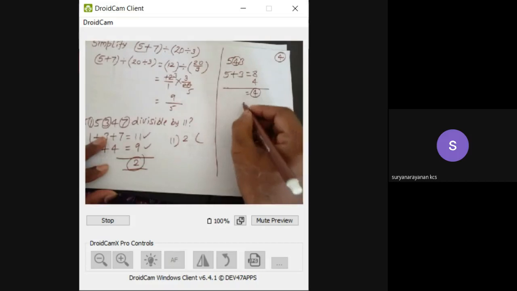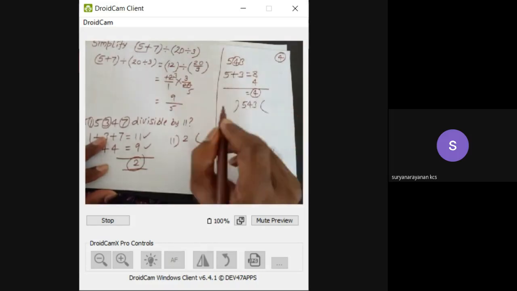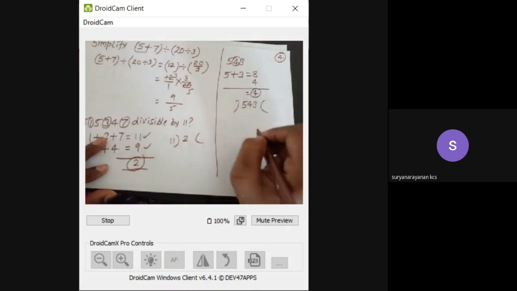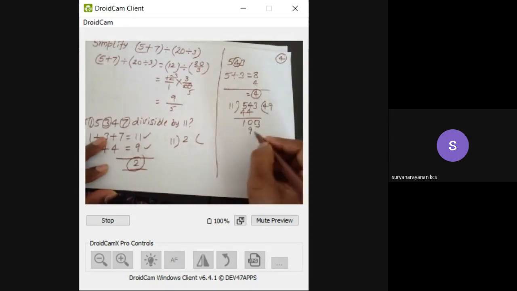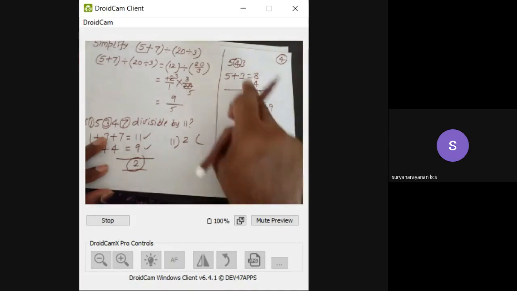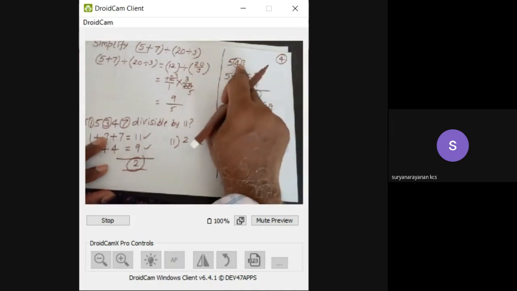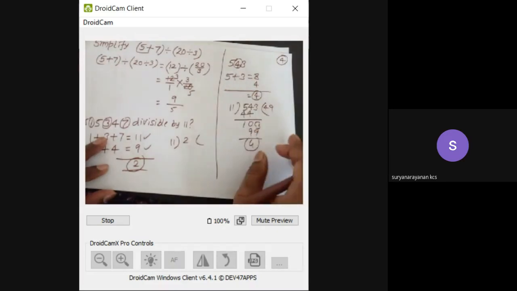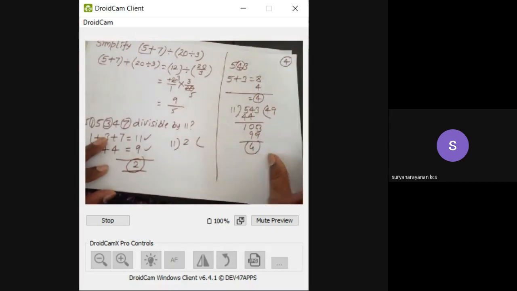Suppose we take long division of 543. Let us check by division whether you are getting remainder 0 or other than 0. 11 4s are 44. What will you get here? 0, then 10. 11 9s are 99. What is the remainder? 4. The remainder is 4, not 0. It means we can't divide 543. This number is not divisible by 11. Got this point, my dear Shanti?